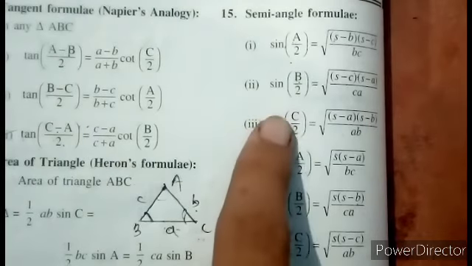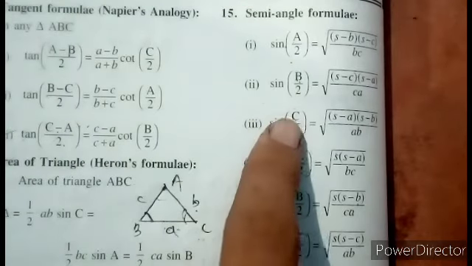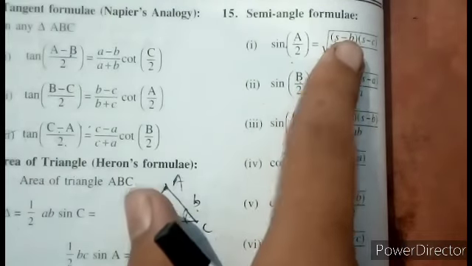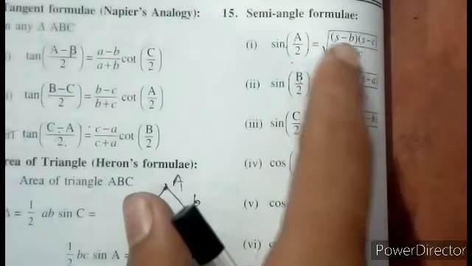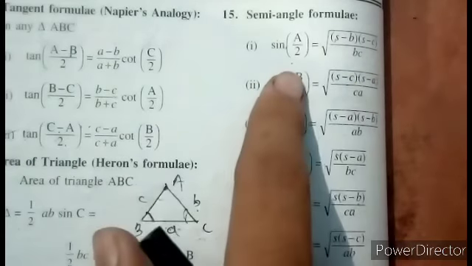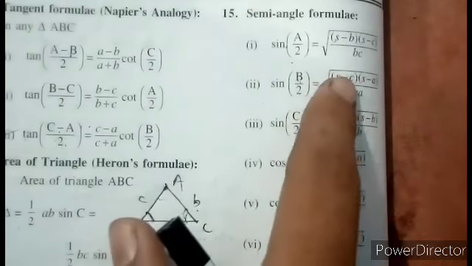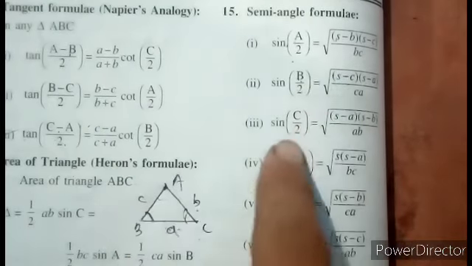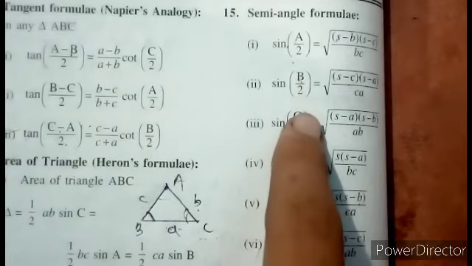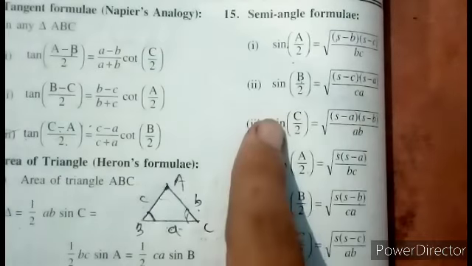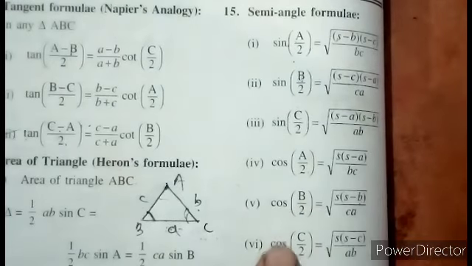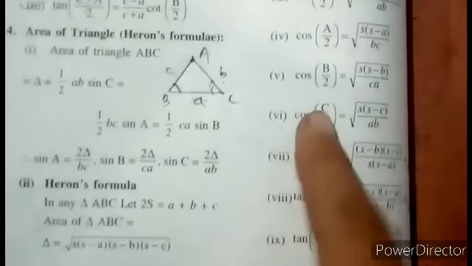If we consider sin(A/2), then the logic: after a comes b, so s minus b starts, then multiplied with s minus c upon bc, root over. Then after b, c starts, so s minus c, s minus a upon ca, root over. Then come to sin(C/2): after c, a, b, c, then again comes a, so (s minus a) multiplied with (s minus b) upon ab, root over. So these are the formulas we only need to remember. These are all the formulas to remember.